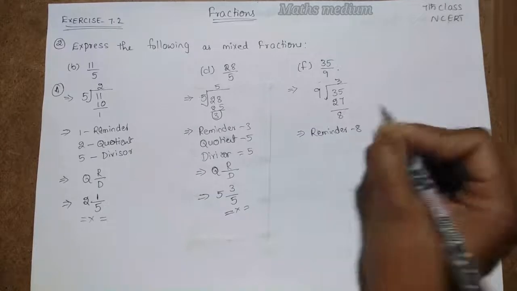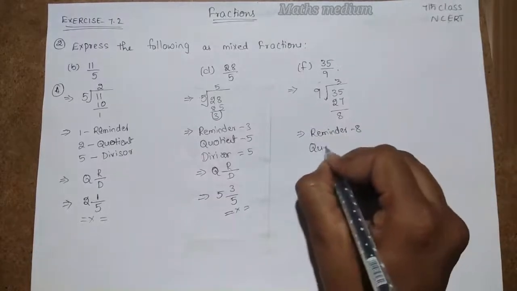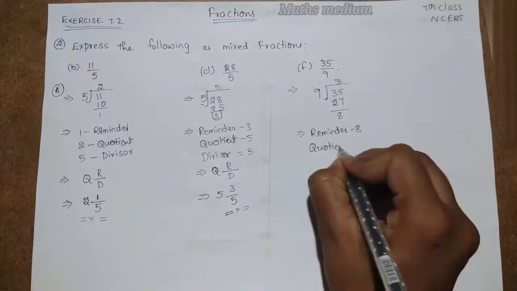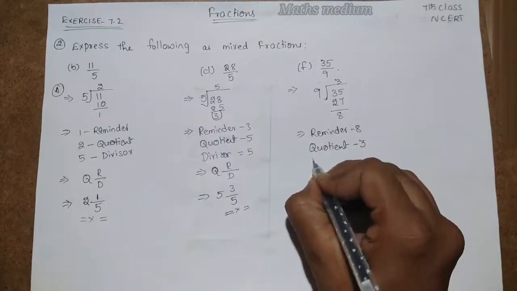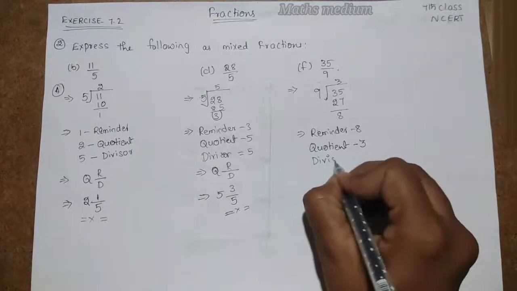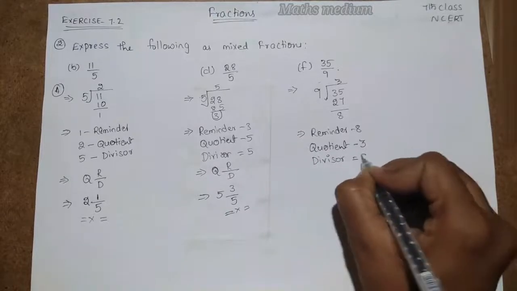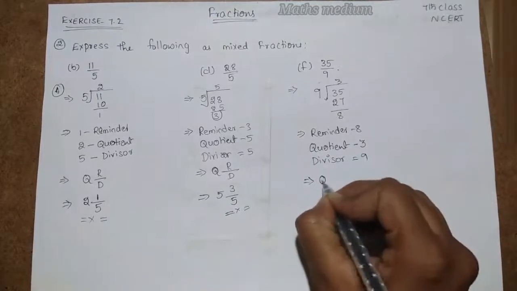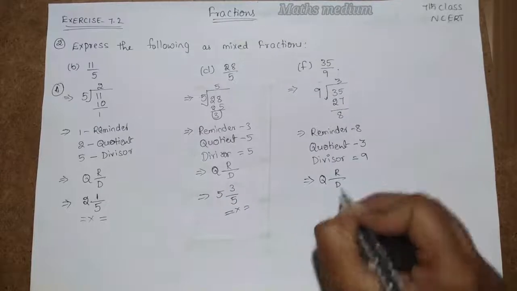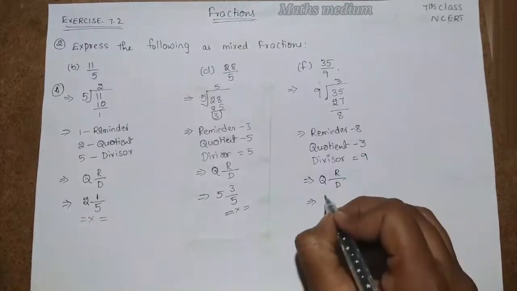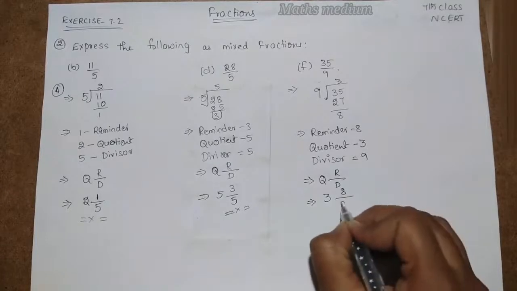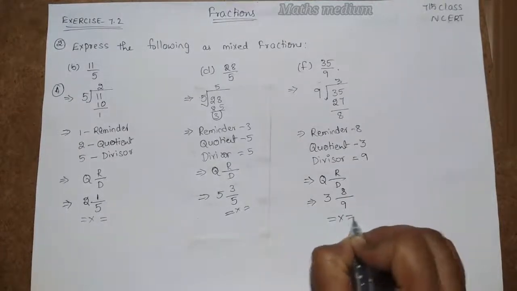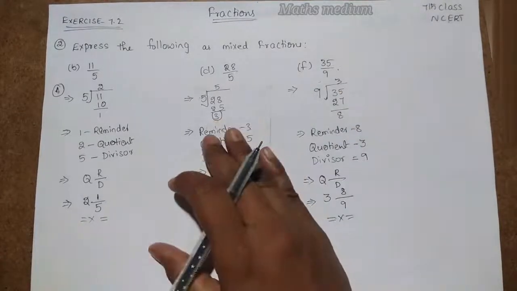Here the remainder is equal to 8, the quotient is 3, and the divisor is equal to 9. So apply the same: quotient, remainder by divisor. So from this, quotient equal to 3, remainder equal to 8, and divisor is 9. So this is the representation of improper fraction to mixed fraction.